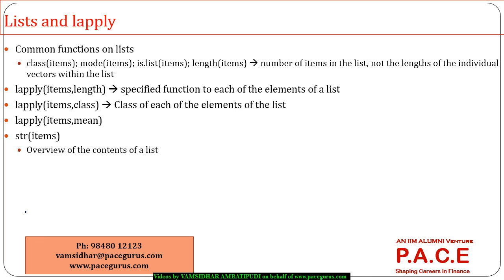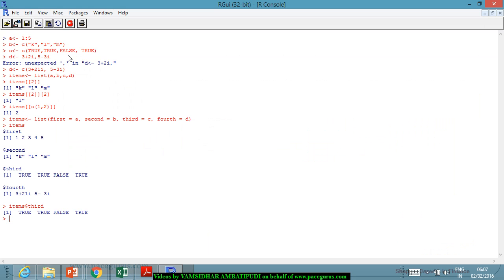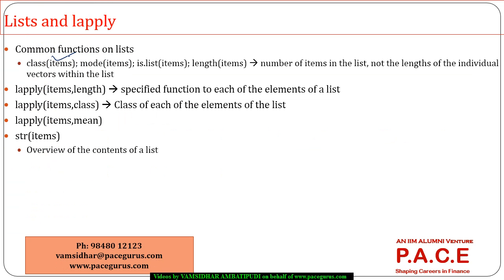Now, a very common kind of command that you can apply on the list: you can check the class of the items. Let me say class of the different items of the list. So it's a list. The items is being created as a list. Now I'll take the mode. What does the mode tell me? The mode is also saying that it is the list.